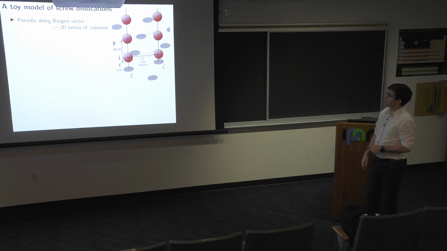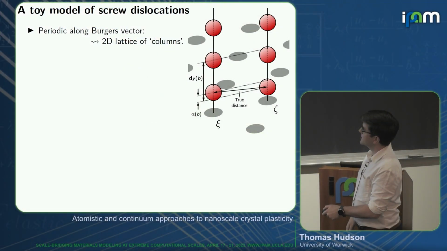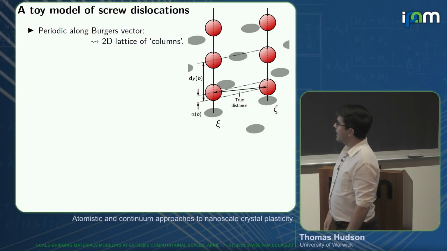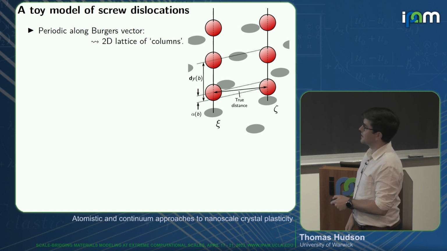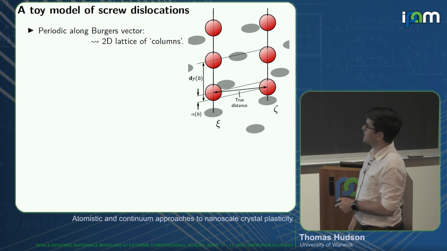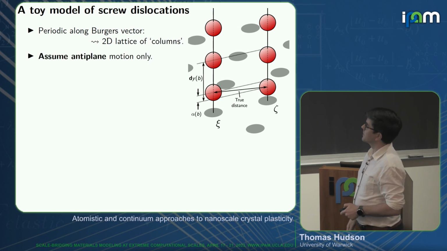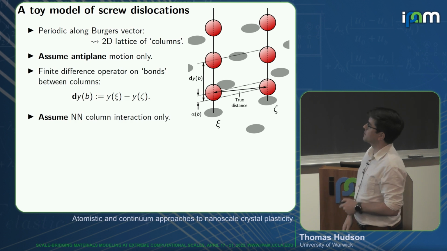And so now if I think about a reference atom on one of these columns, I can assign to every point in this 2D lattice a change of reference height, y_b, y psi in this case, or y zeta. And then if this was my reference atom in this column, and this is my reference atom in this column, I can just say, what's the difference in height between these two things? And that gives me this dy_b. So that's indeed what you just said, anti-plane motion only.